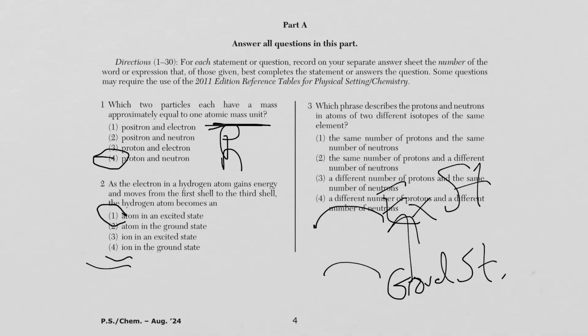For number 3, which phrase describes the protons and neutrons in atoms of 2 different isotopes of the same element? Once again, in these first 3 questions, there's a lot of vocabulary here. You need to know the word isotopes. Isotopes: same number of protons, different number of neutrons. And that actually, right here, is choice 1. The atom's identity is based on the number of protons only, not the number of electrons and not the number of neutrons. You got to know isotope.